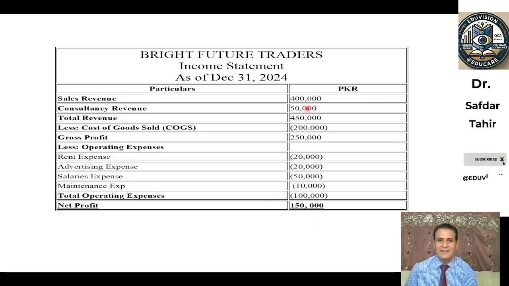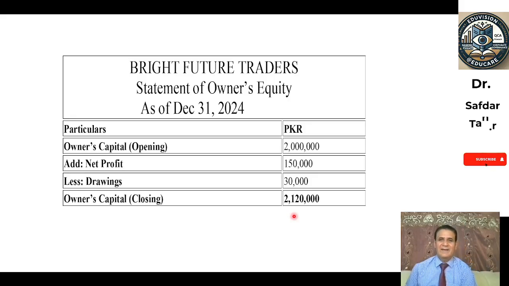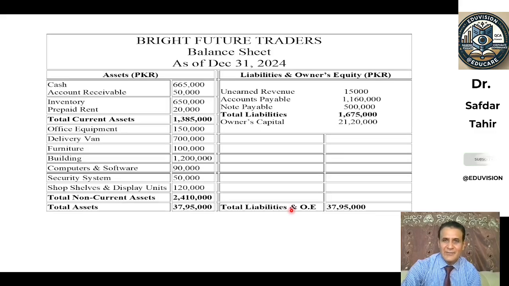You have a sale revenue, consultancy revenue, total revenue is this, cost of goods sold this, gross profit is this, rent expense, advertisement, salaries and maintenance expense are this, total operating expenses is this, and now the net profit, which was 1 lakh and 30,000, has increased to 1 lakh and 50,000. Again you make the statement of owner equity, and the new capital is 21 lakh and 20,000. Again you make the balance sheet.